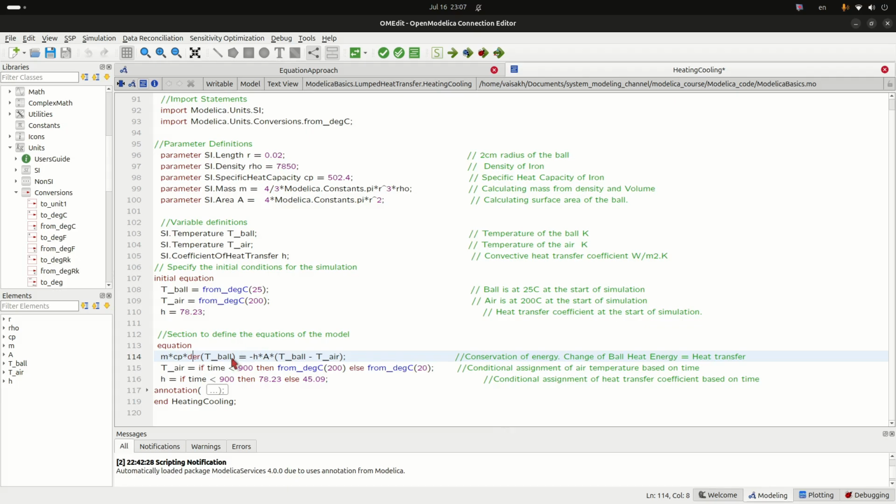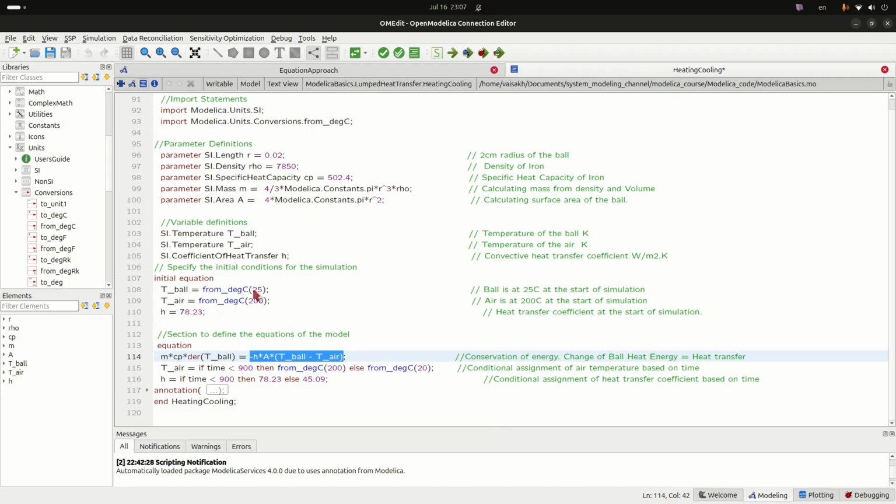Now, as you can see, the left-hand side and right-hand side have expressions involving multiple variables, which is not common in a typical programming language, where the equality sign implies assignment of the right-hand side to the left-hand side. But in Modelica, this only implies that this expression equals this expression during every time step. And the successive values of this temperature will be evaluated during each time step.